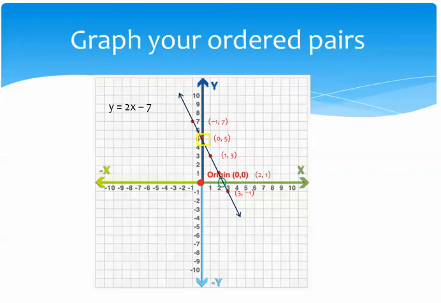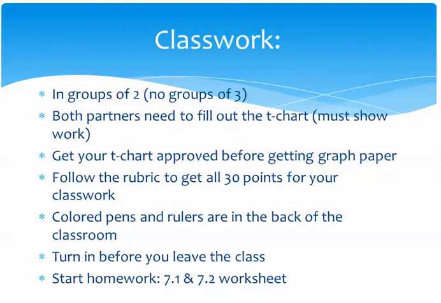You're going to do it with a single partner. So in groups of 2, both partners need to fill out their t-chart. Once you have a partner, you're going to come to the front, where I'm going to give you both the same colored paper, same numbered, and you're going to fill out your own t-chart. Then before you can get your graph paper, you need to come get it approved so I can make sure that you have the correct numbers and you've done your math correctly. Then you're going to get graph paper, where you're going to complete the graph, filling out your own x and y axis, labeling and numbering.